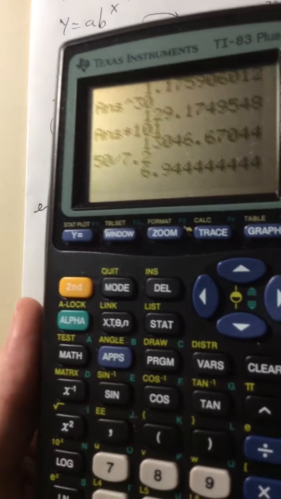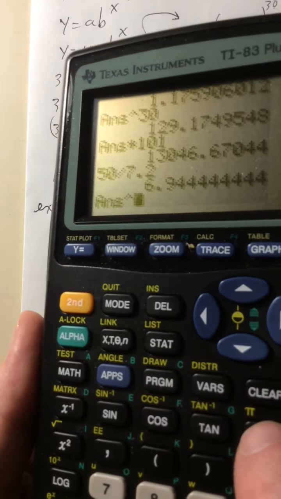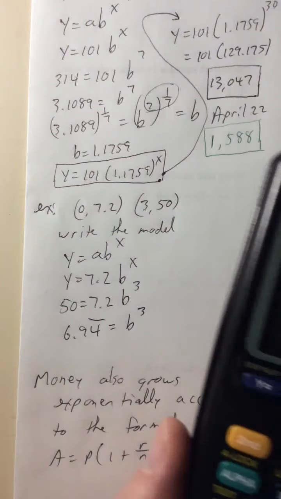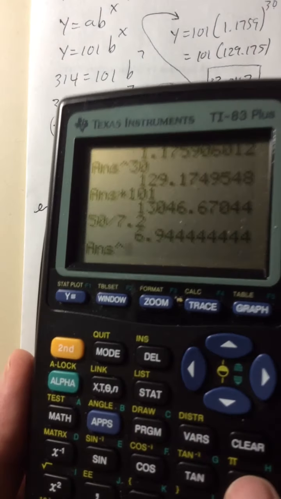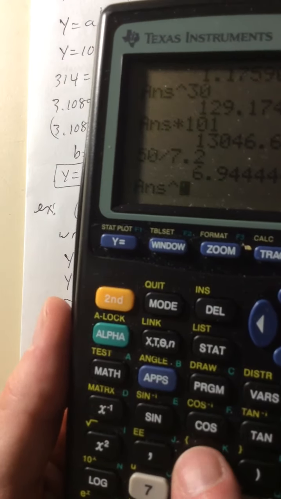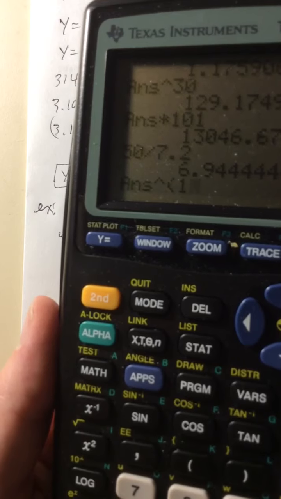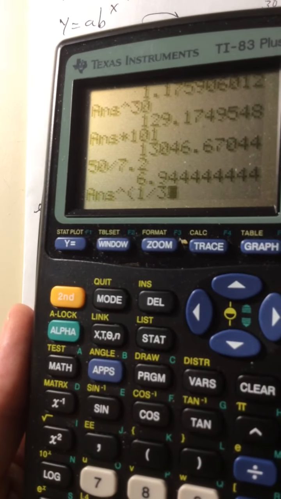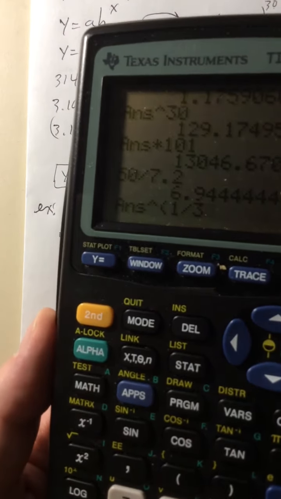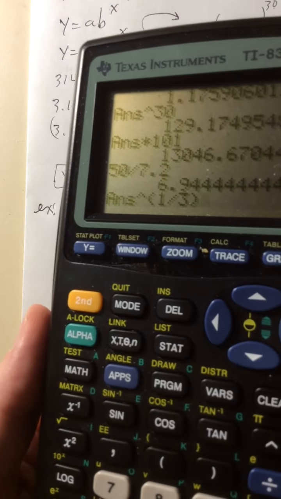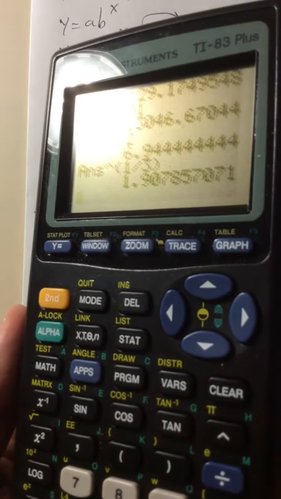So I'm going to raise that to the, what did I say? 1/3 power, right? Because it's cube root, so I'm going to raise to the 1/3 power. So I'm going to get my parentheses. I'm going to do 1 divided by 3, which as you can see makes 1/3. 1 divided by 3, 1/3. Close the parentheses, hit enter, boom.